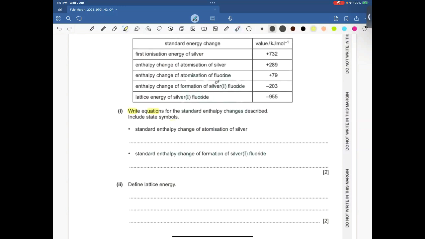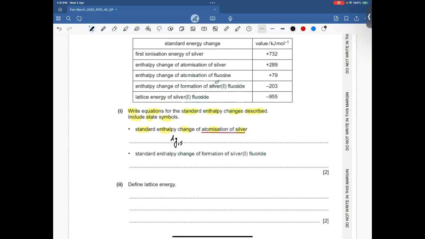Write equations for the standard enthalpy changes described. Include state symbols. Standard enthalpy change of atomization of silver. So atomization is a process in which 1 mole of gaseous atom is formed from its constituent elements in their standard states under standard condition. On the basis of this definition, I can write the equation for atomization of silver now.